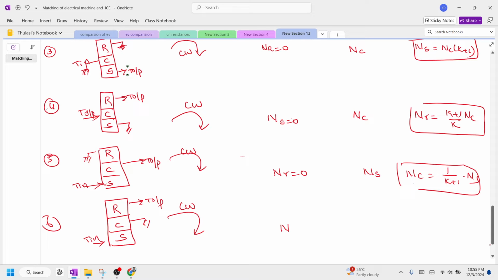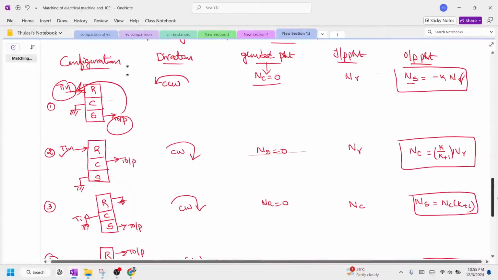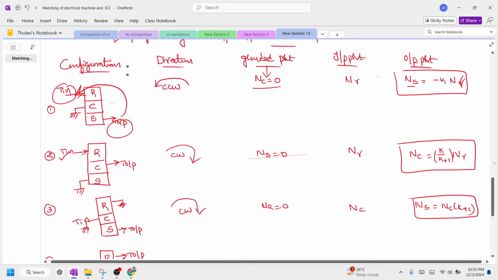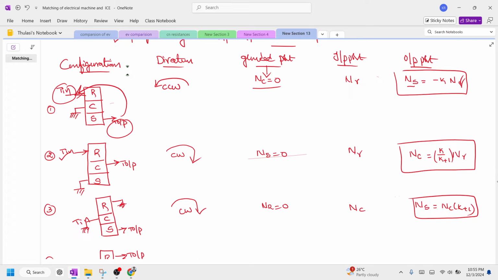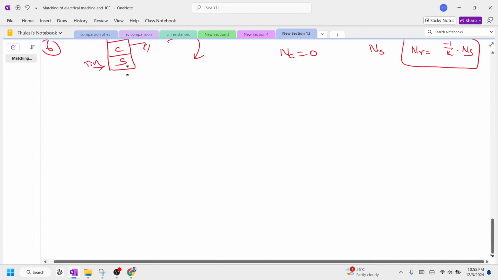Here the carrier gear is at 0 speed, and the input we are going to apply to the sun gear, and the ring gear speed is equal to minus 1 by K into the sun gear speed. So what is the relation we are going to have? Let us try to see here. We have multiple relations between sun gear, ring gear, sun gear, carrier gear, carrier gear, ring gear. The derivation is very simple.